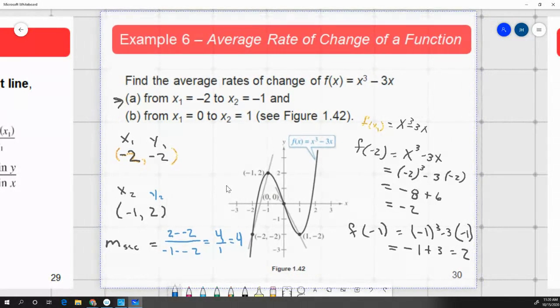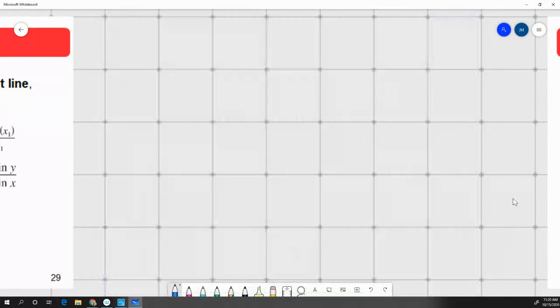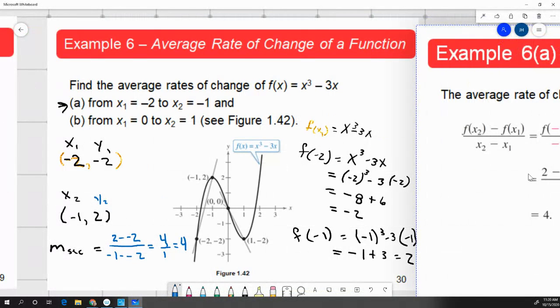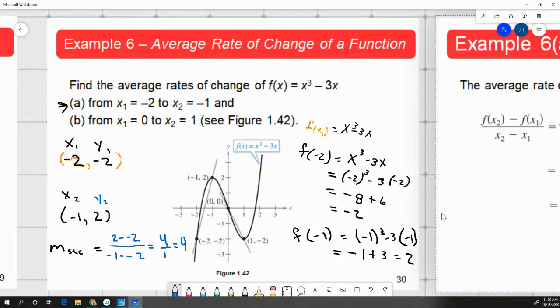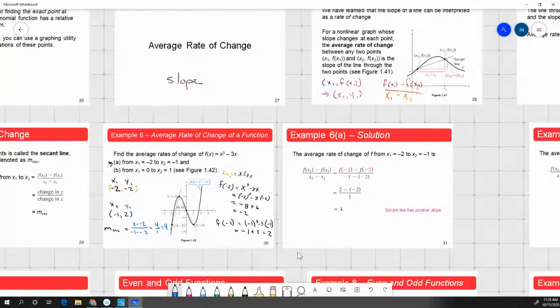And hopefully on this next slide, they show the same thing I just did, only neater. I don't know. I can't get this stupid thing to move right now. Probably because I made it too big. Slide it over this way.